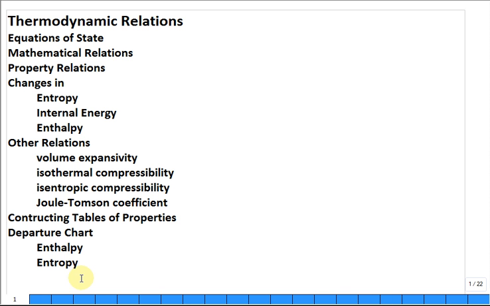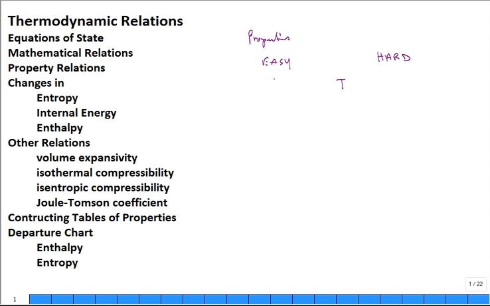This next chapter, there's a lot of topics. We want to figure out how properties can be related, because some properties are easy. They're easy to what measure? Temperature, do you think that's easy or hard to measure? Let's put it in the easy category. How about pressure? Pressure, easy or hard to measure? Easy. How about mass? Easy or hard to measure? Easy. Hey, there's all these easy properties.